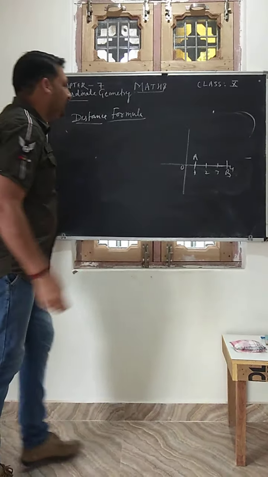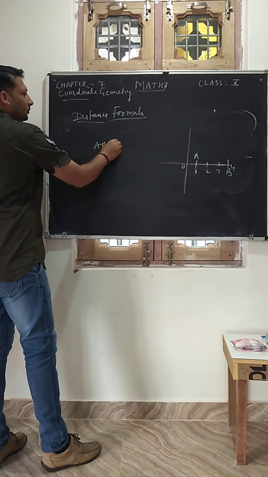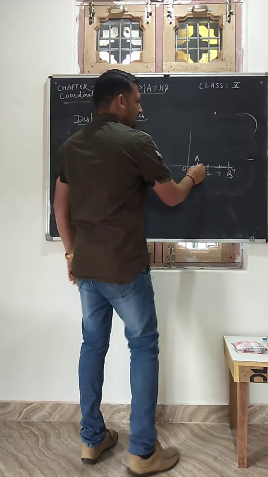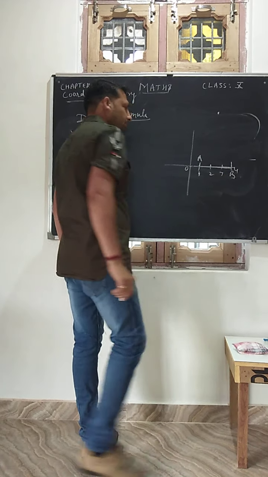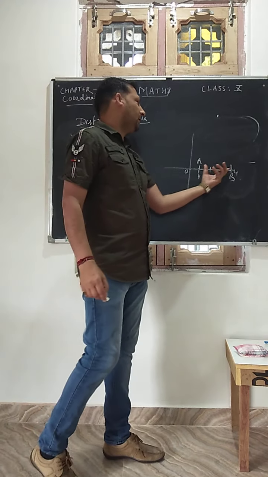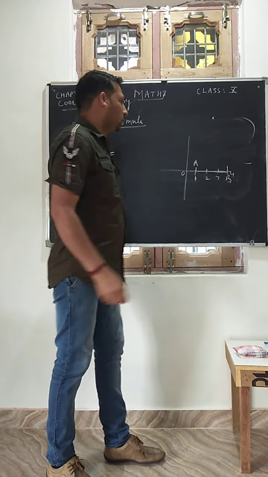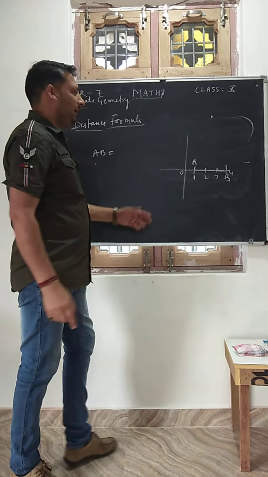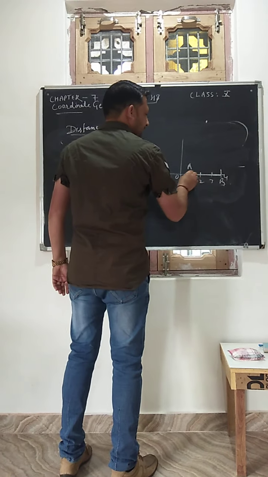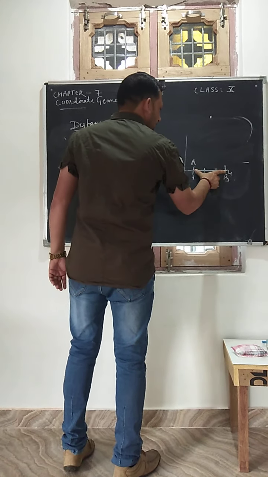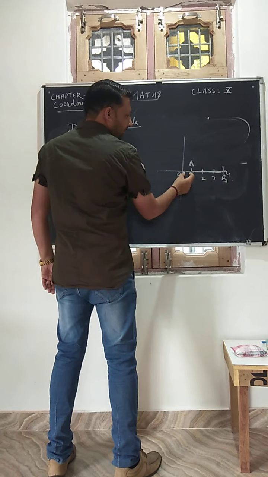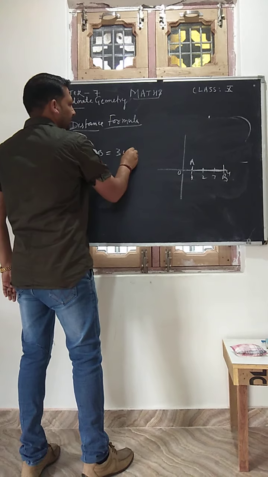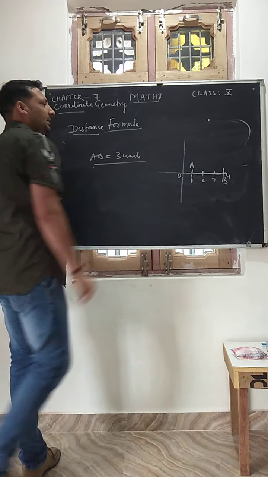Now I have to find the distance AB. That we can easily find. Look at the distance AB. This distance is called AB. Look here, 0, 1, 2, 3, 4. So we can find that the total distance is 4. Then we subtract 4 minus 1, which is 3 units. 3 units is the distance AB.